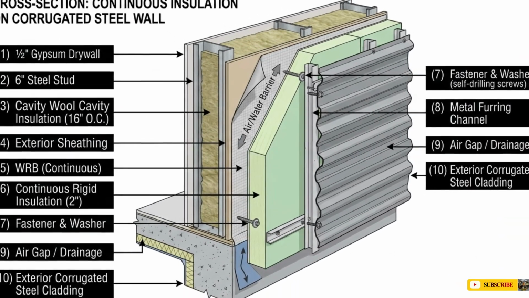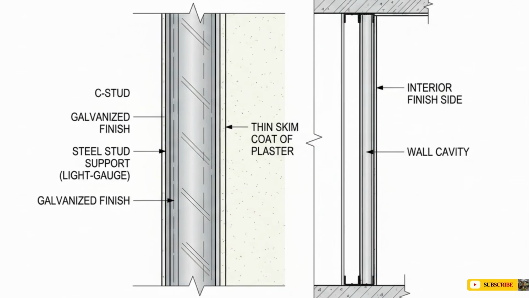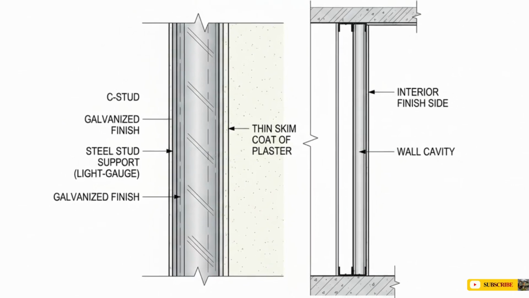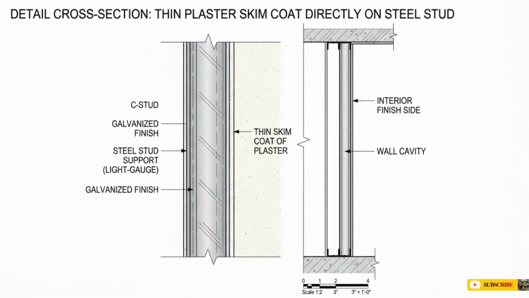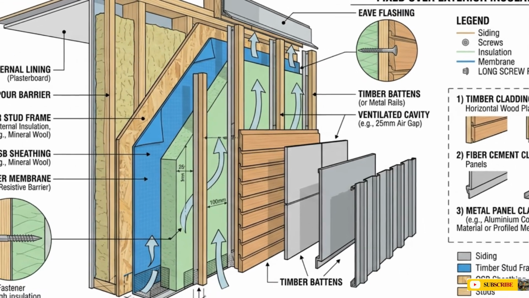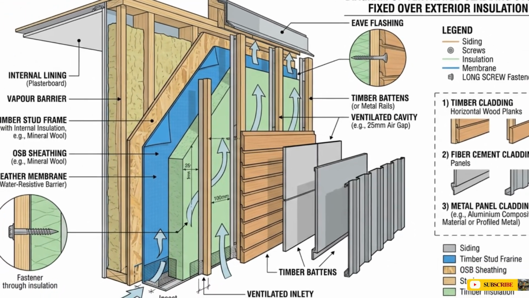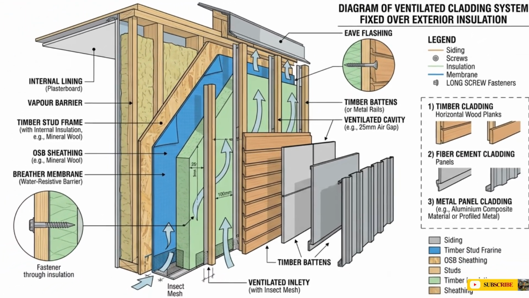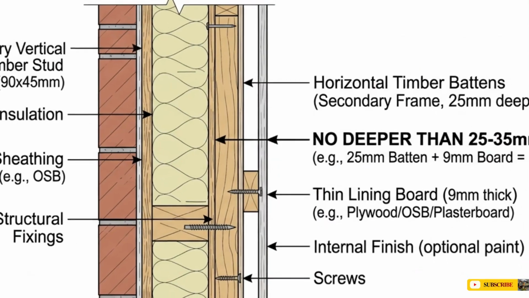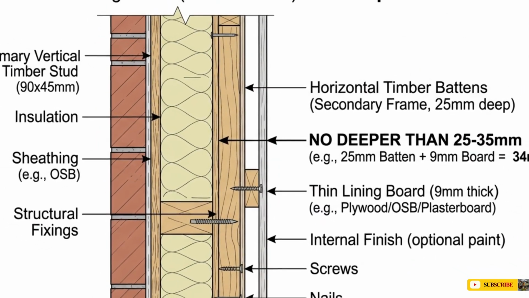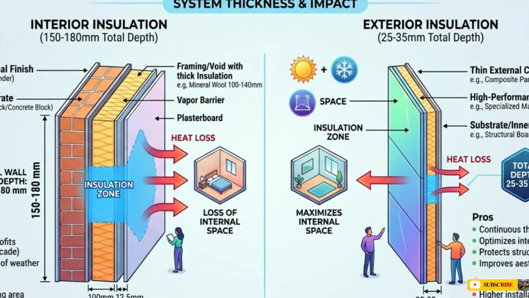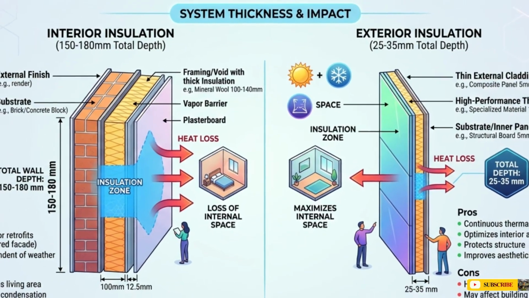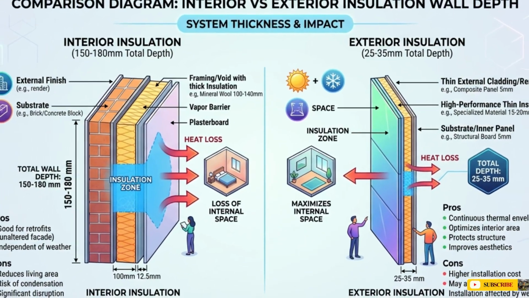The cladding system, timber, fiber cement, or metal panel, is then fixed over the insulation layer on the exterior. The interior of the container receives only a direct finish, a skim coat of plaster, or a thin lining board, applied directly to the interior steel face, or to a thin secondary frame no deeper than 25 to 35 millimeters, if the interior lining material requires a fixing substrate.